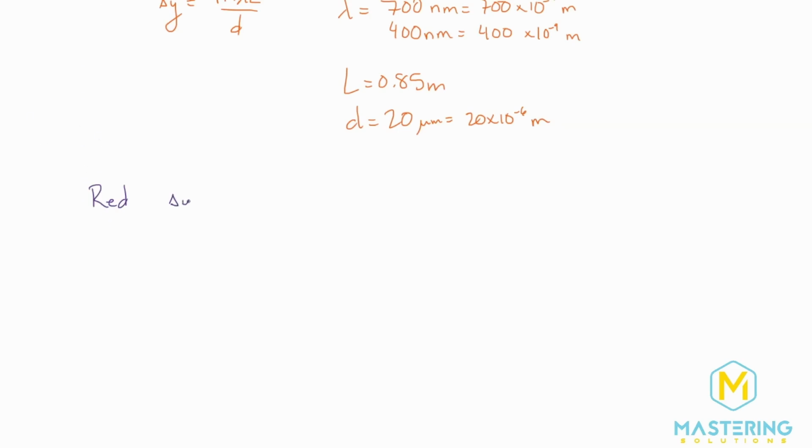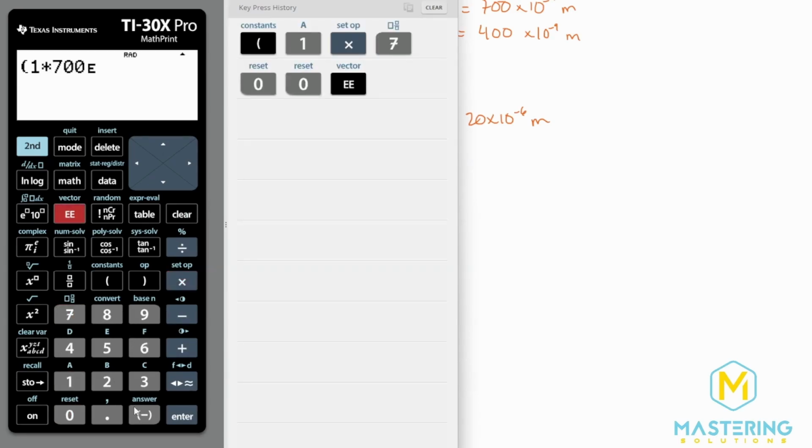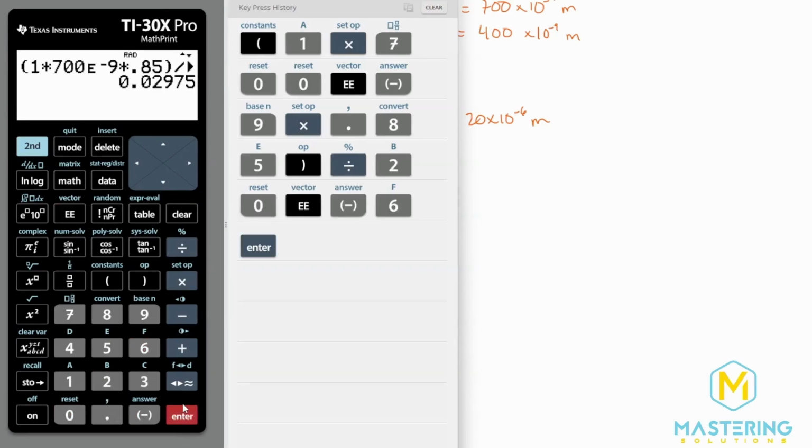So red delta y is going to be m of 1 times the lambda, which is 700 times 10 to the negative 9 meters, times the L, which we said is 0.85 meters, and that's all divided by the d, which is 20 times 10 to the negative 6 meters. So when we plug this in, we're going to have 1 times 700 times 10 to the negative 9 times the L, which we said is 0.85, and all that gets divided by 20 times 10 to the negative 6, or 20 microns.